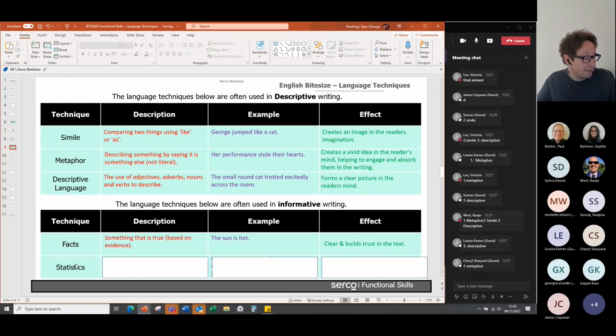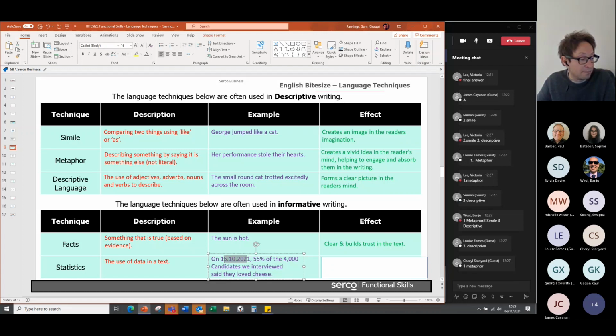So we've got facts and we've also got statistics. Statistics is the use of data. An example might be something like that, where maybe there's a date there, there's a percentage, there's a figure. So statistics are normally quite easy to spot because the numbers stand out on the page. And the effect is the same, basically.